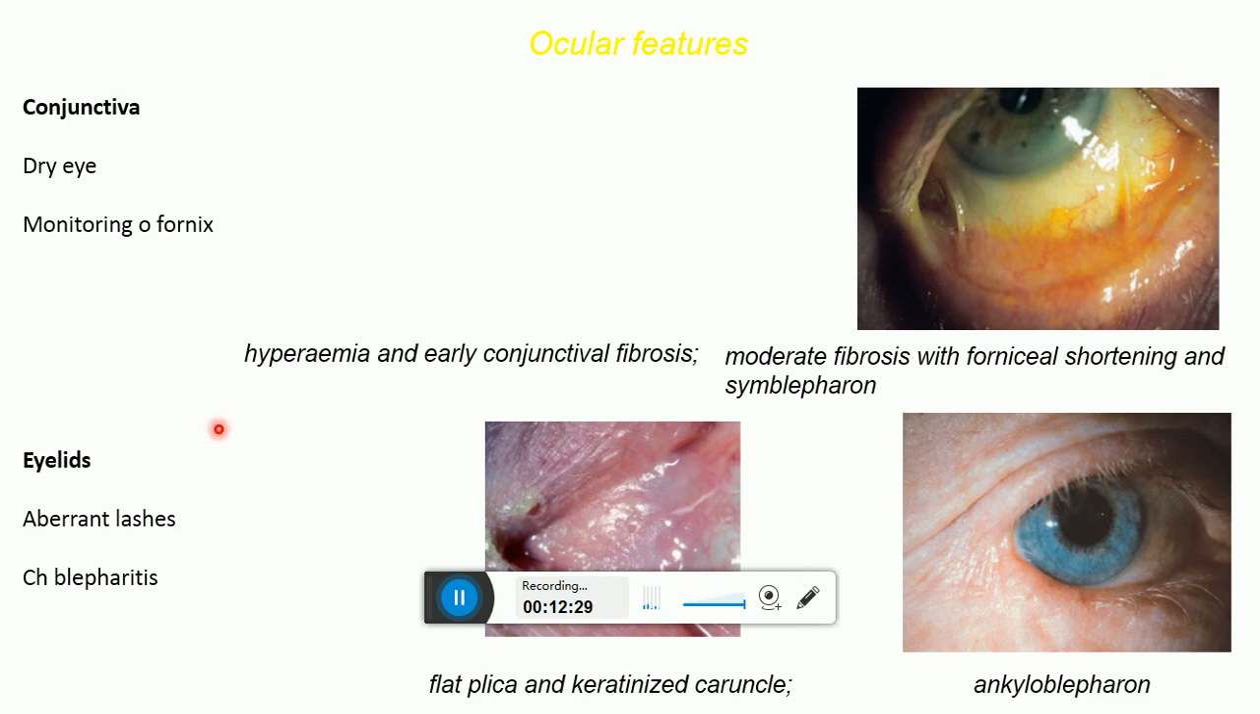The eyelids: there are aberrant trichiatic lashes. Aberrant lashes are known as trichiatic lashes. In chronic blepharitis, there is keratinization of the lid margin. There is ankyloblepharon, which is the adhesion at the outer canthus between the upper and lower lids. Here you can see ankyloblepharon. Here is a flat plica and keratinized caruncle.